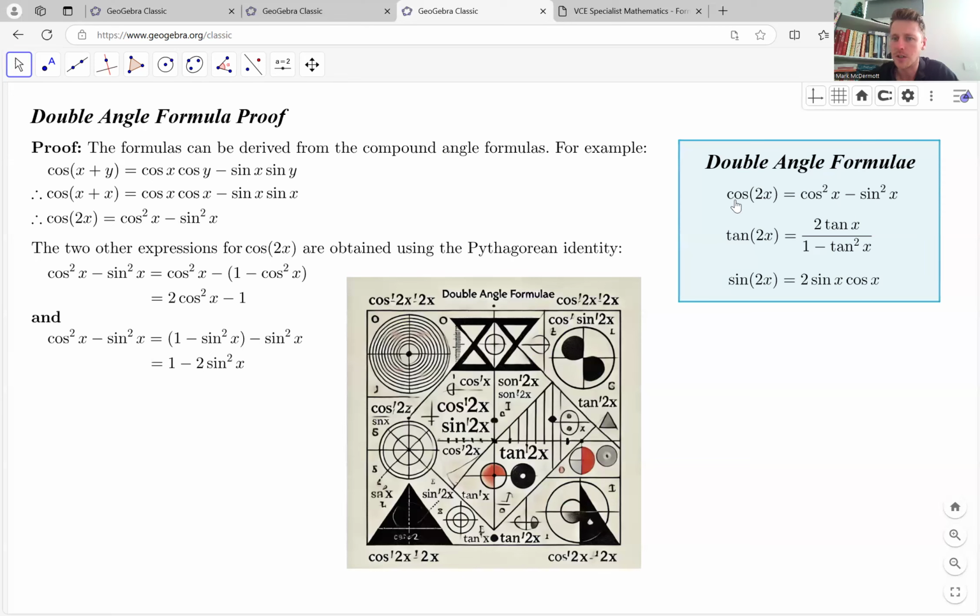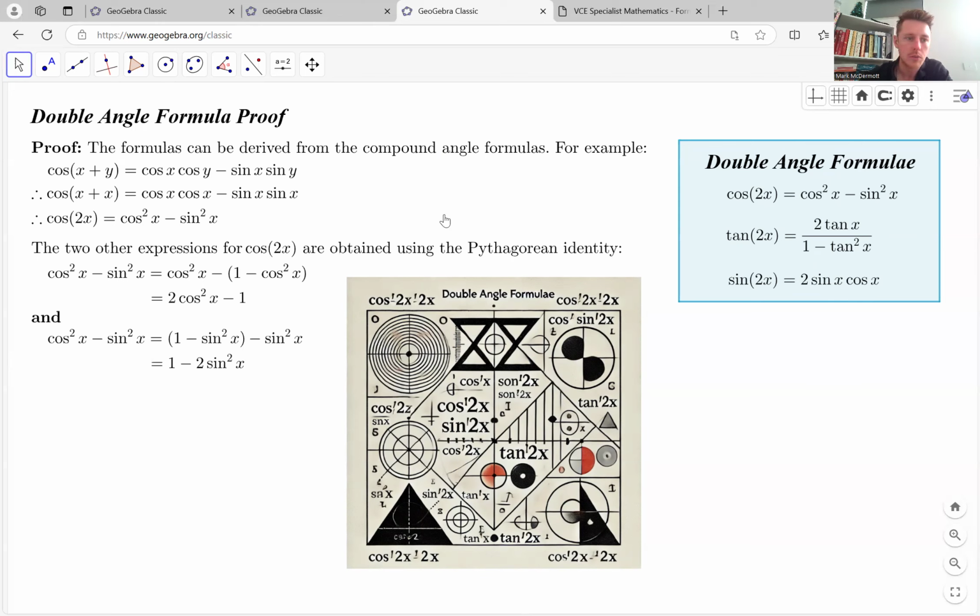And let's just think about the terminology here. Double angle formula. Well, we've got cos of 2x. So it's the double of some angle x. Okay. Similarly, tan of 2x is 2 tan x divided by 1 minus tan squared x. And sine of 2x is 2 sine x cos x.